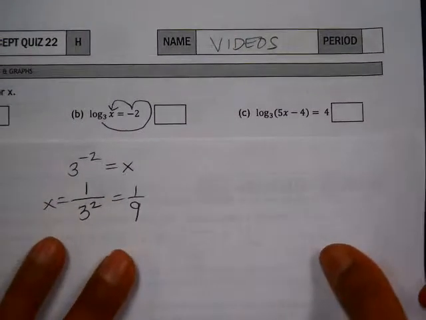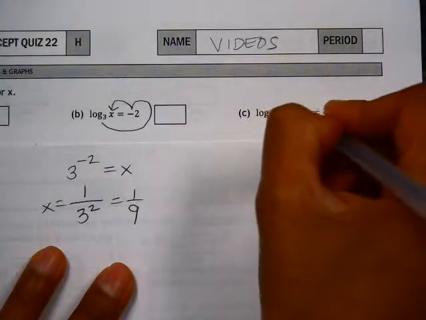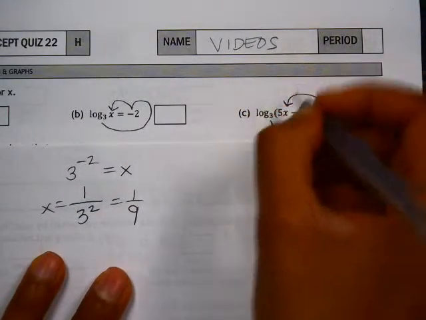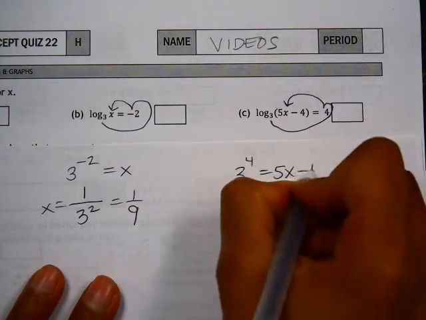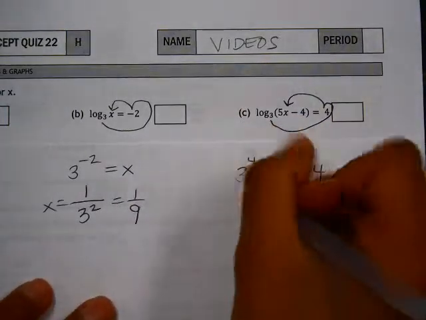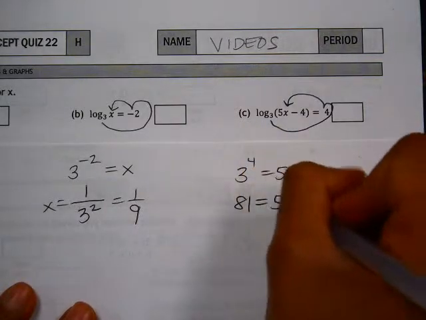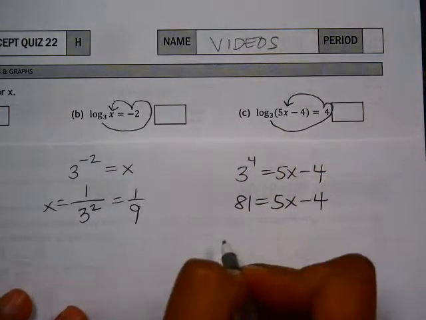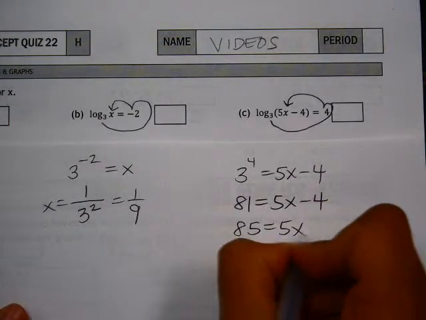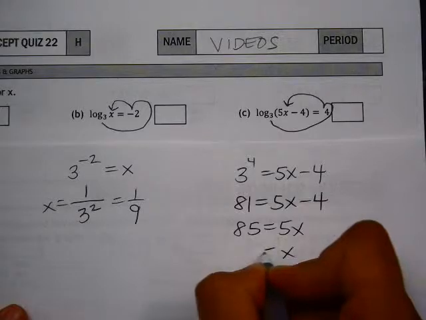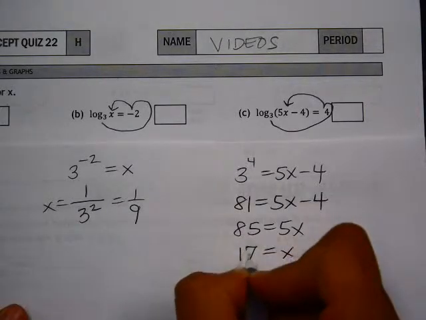On part C, same pattern again, 3 to the 4th equals this entire expression. 3 to the 4th is 81. So we have a linear two-step equation here. Add the 4 to the other side, then divide by 5. 85 divided by 5 is 17.